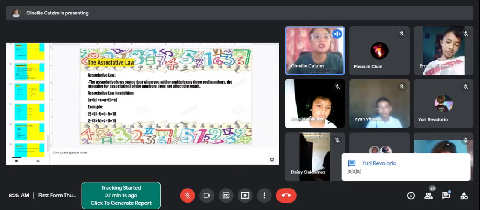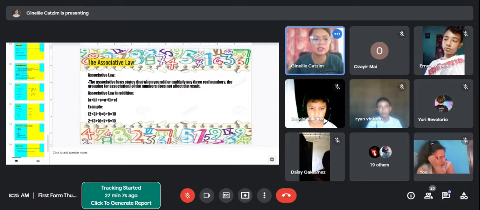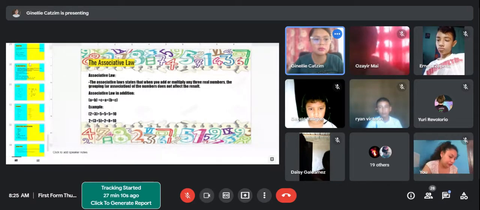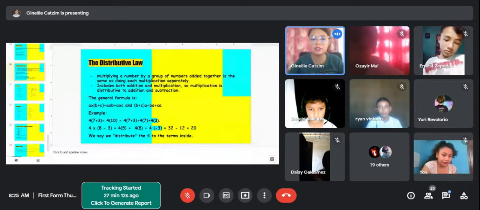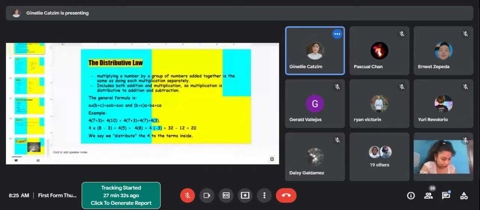Okay, good. So what the law states is that multiplying a number by a group of numbers added together is the same as doing each multiplication separately. Okay? So we have an example there. Now, this was fresh in your mind.